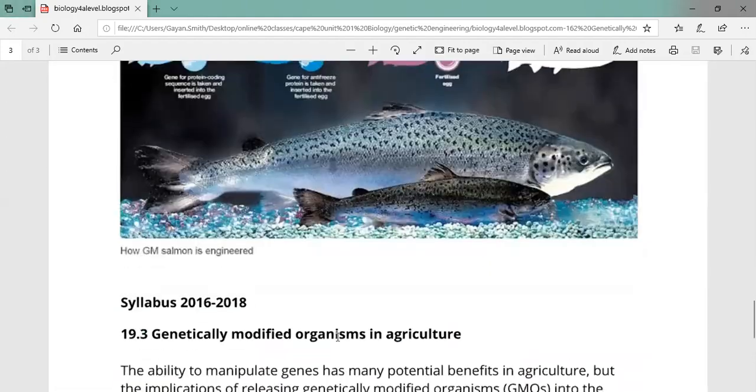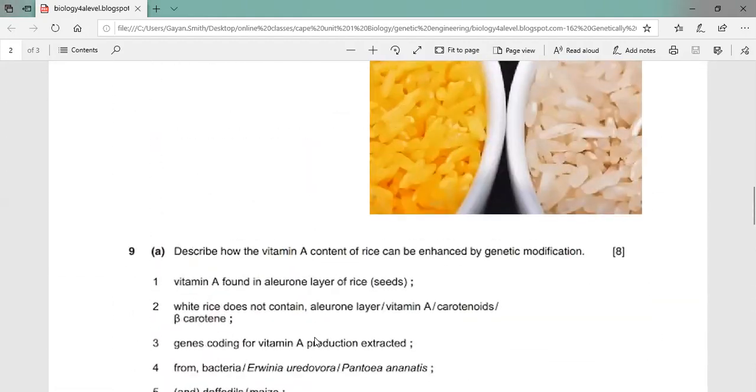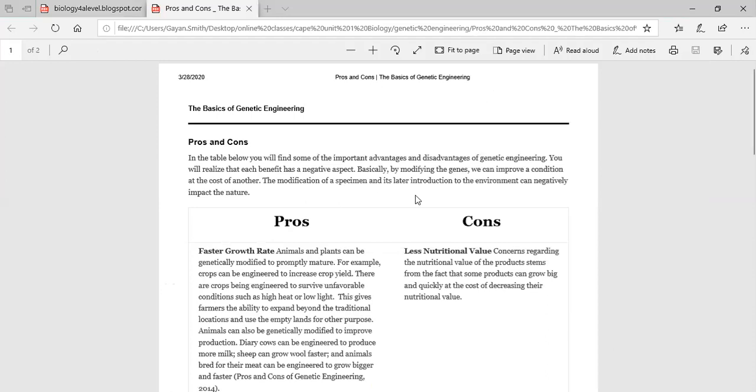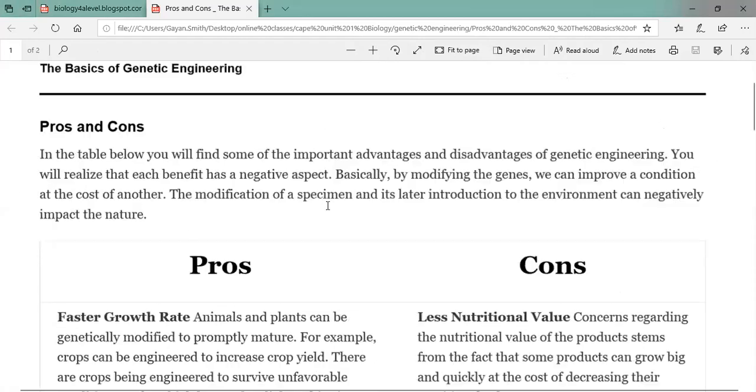So these are just 2 examples of genetically modified organisms or genetically modified crops, really, in agriculture that you really should know. If you don't remember any other examples, you really should remember about the golden rice, and you really should remember about the salmon. All right, and let me just show you this one quickly as well, about the pros and the cons of genetic engineering in terms of food.